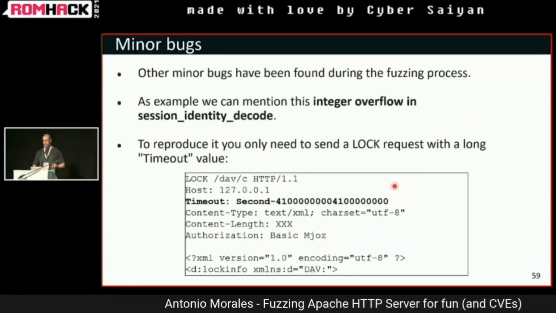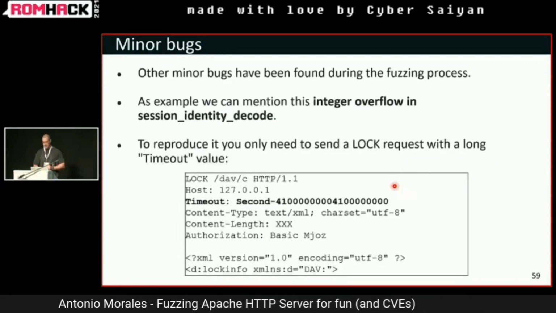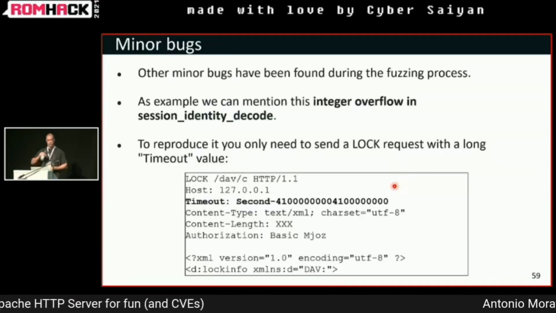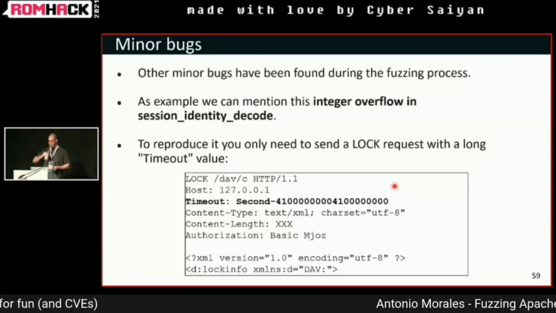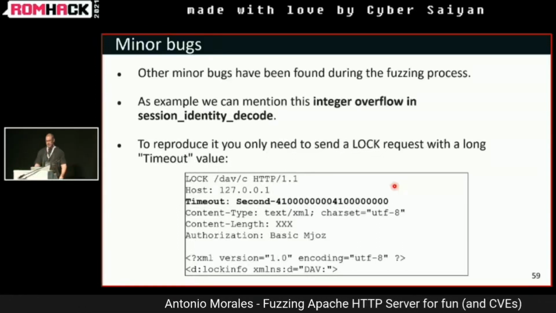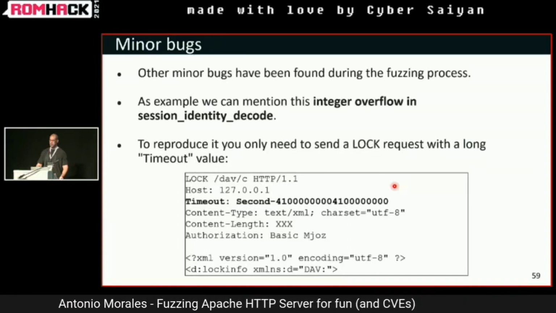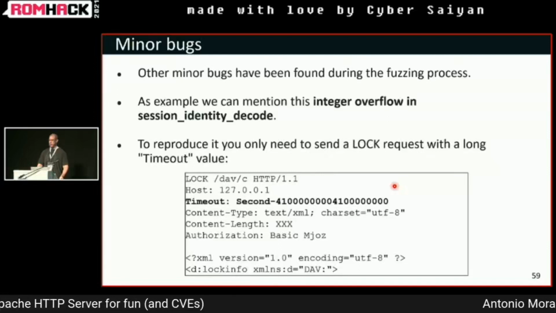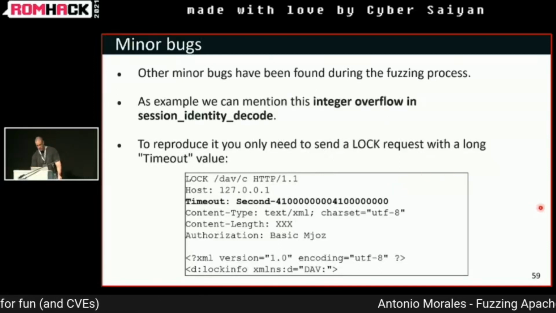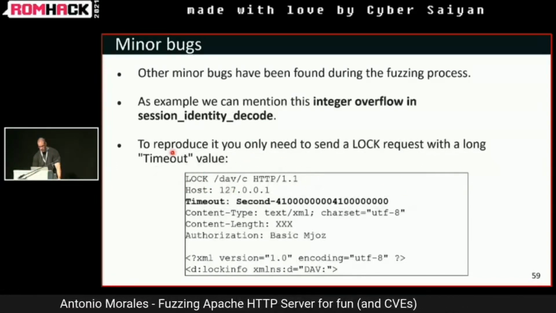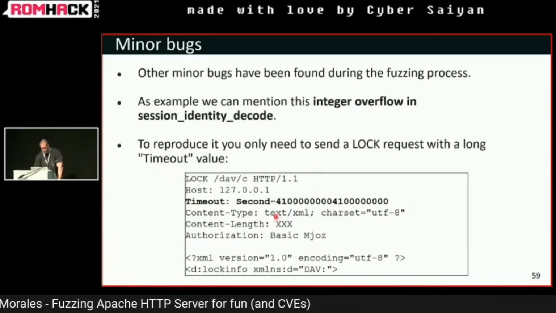But anyway, during my fuzzing session, obviously, I found a lot of other minor bugs. So I would like to show you one of them: an integer overflow in the session identity decode function. In that case, it's not a dangerous bug, but I think it's interesting to show one example of how trivial it is to trigger this bug. For example, you only need to send a LOCK WebDAV request. Here is the request with a long timeout value.